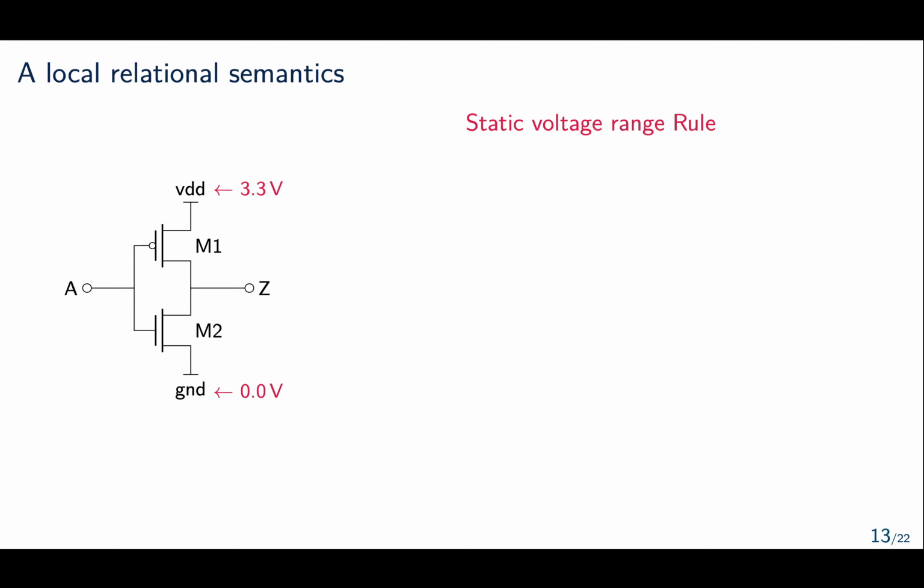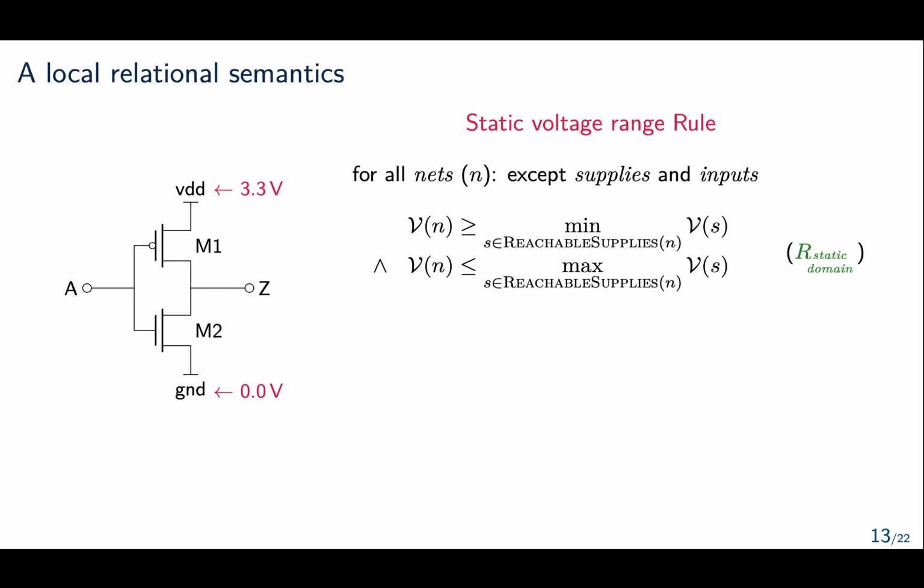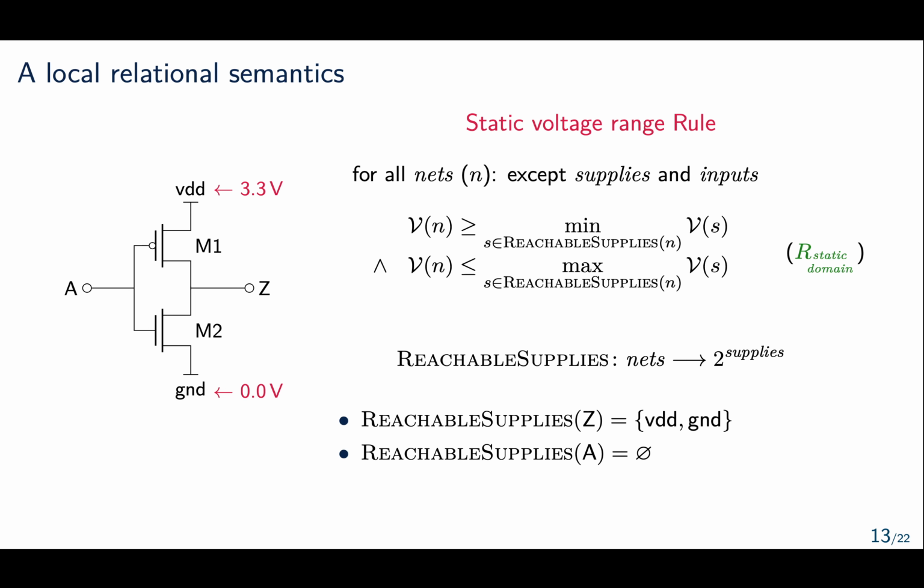The last rule I will introduce is for the static voltage range. It only applies on nets that are neither supplies nor inputs, and it constrains the voltage of a given net to be bounded by the minimum and maximum voltages of the supplies that the net can possibly reach. The reachable supplies of a net is the power set of the set of supplies, and this information can be obtained from a static voltage propagation algorithm. For example, the reachable supplies from net Z of the inverter are VDD and GND, while the input A reaches no supply.